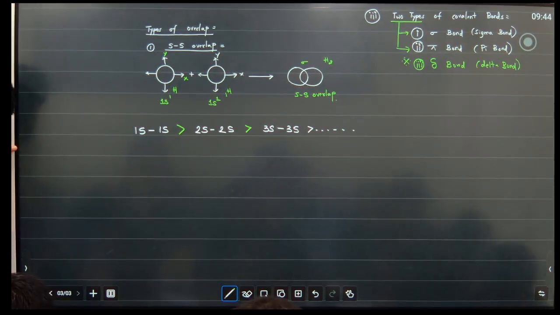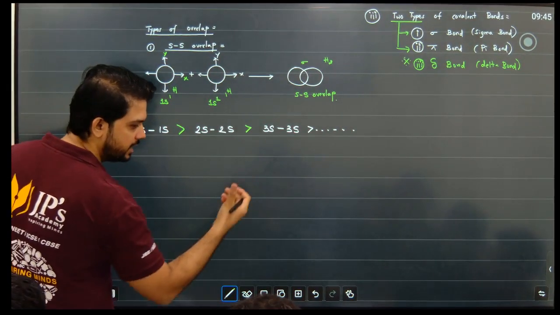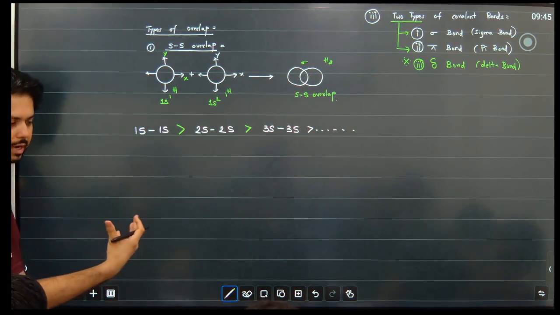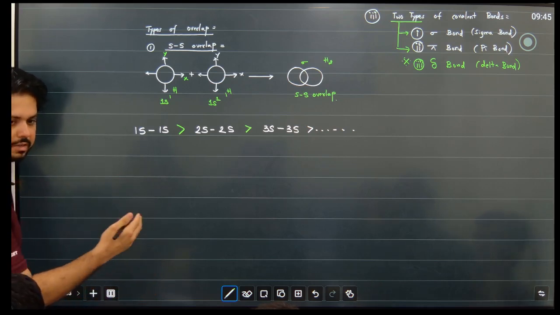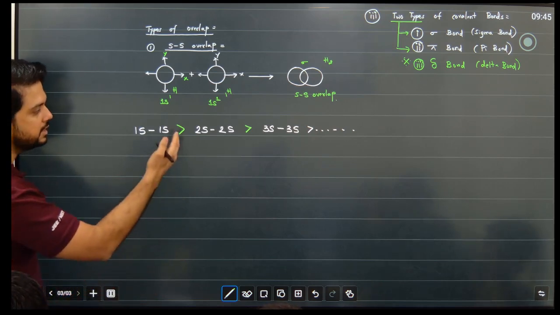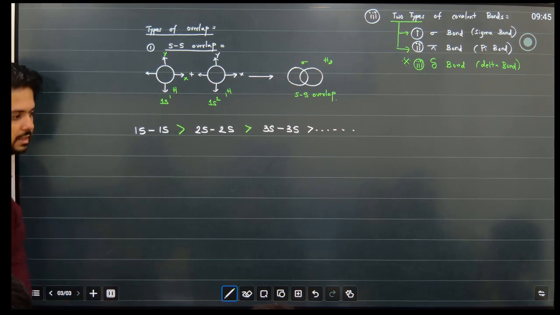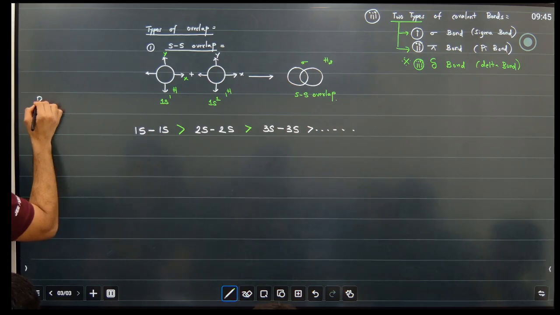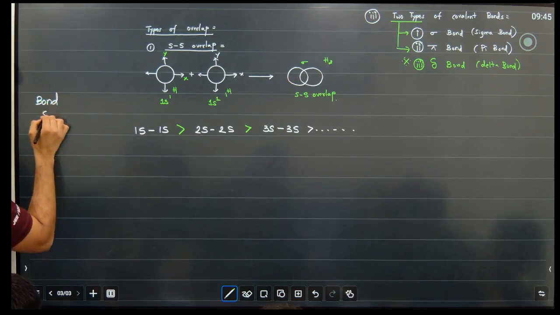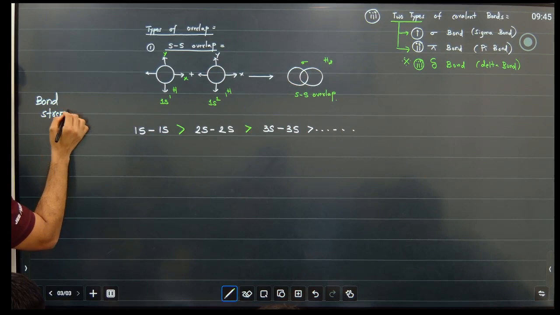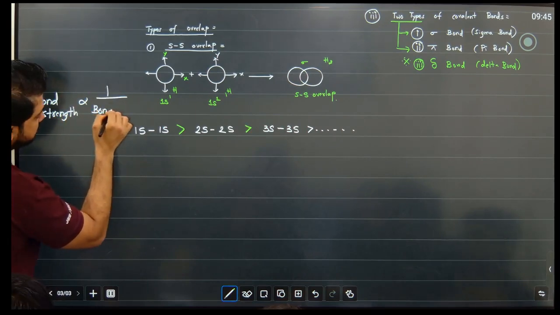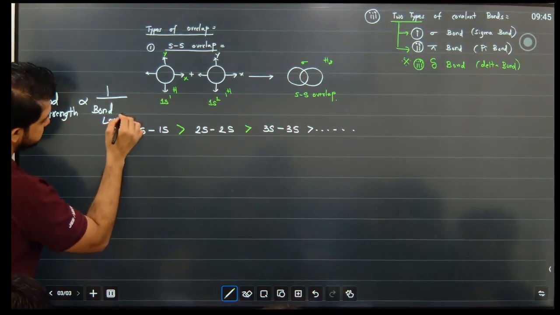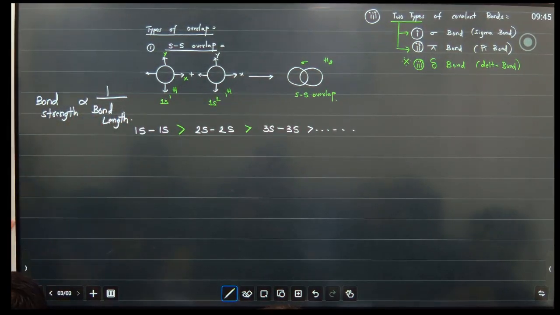Did you get that? So as the size of the orbital increases, obviously the extent of overlap will decrease, and as the extent of overlap decreases, bond length will increase, and as bond length increases, bond strength decreases. So I'll write it over here. Bond strength is inversely proportional to bond length. This is called as SS overlap.